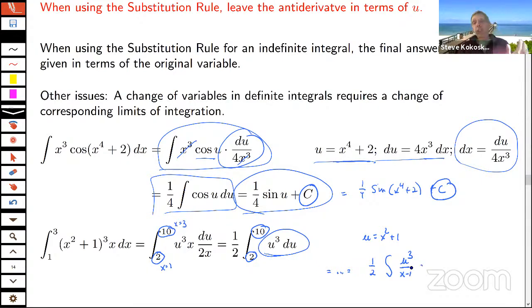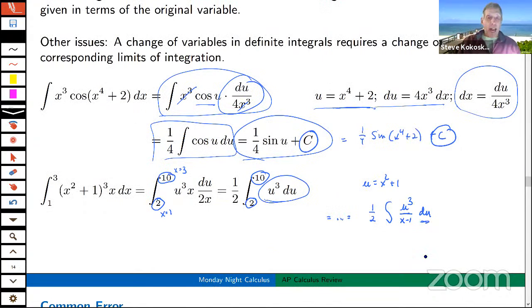So in other words, I dragged everything from the x world to the u world, and I'm thinking that I'm in the u world because I've got a differential over here, du, but I'm stuck with that integrand that's got both u's and x's in it. What do you do in that case? That's a good question. We'll leave that for the chat.